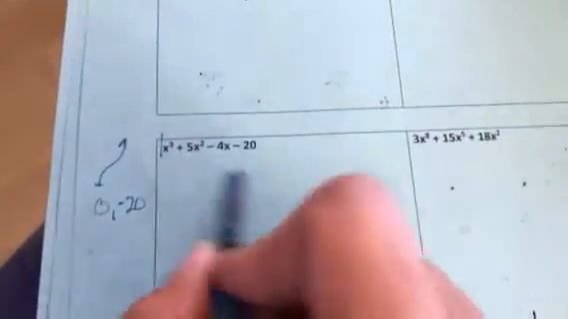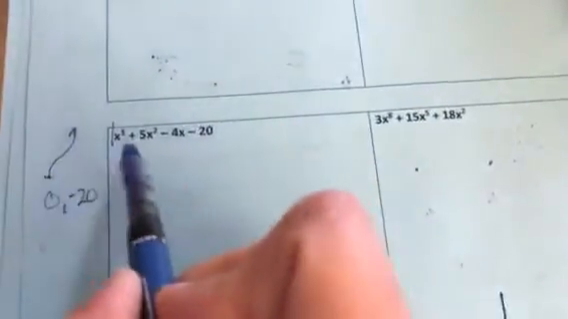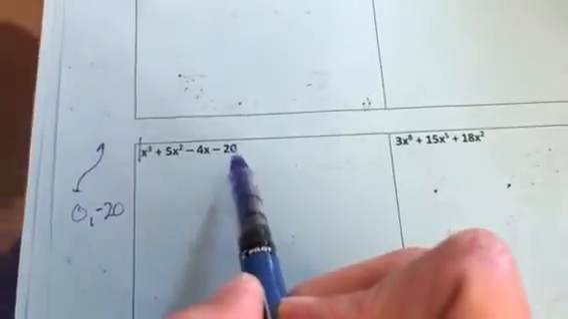I know the y-intercept is negative 20, so I'm going to go ahead and do that. All right, so I'm going to have to factor this one now. So look for greatest common factor first. I don't see one.